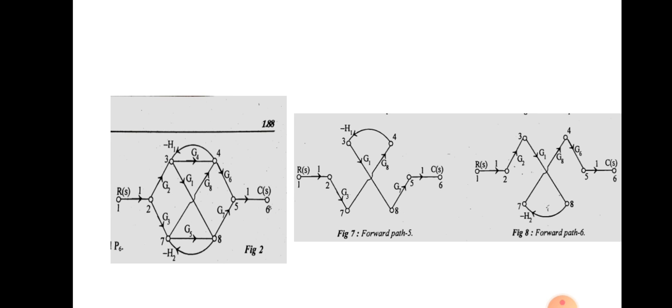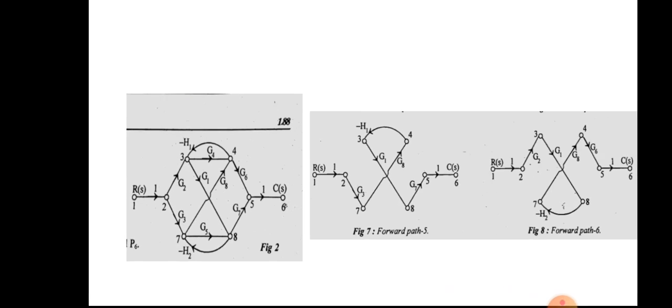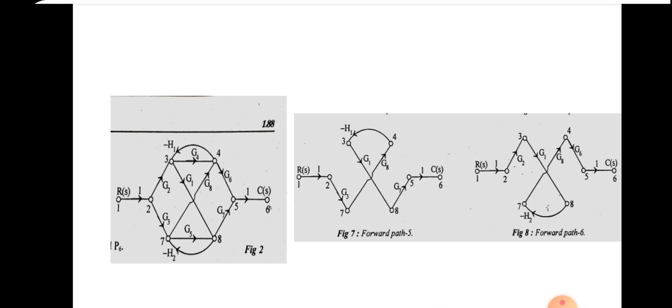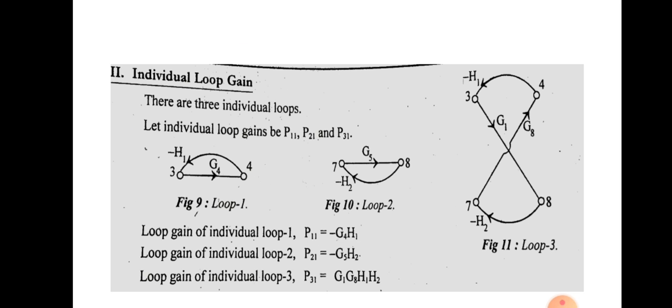First forward path is from the diagram. See, first forward path is 1 2 3 4 5 6. That is the first forward path. And we have the loops as, see, we have 3 loops, okay.